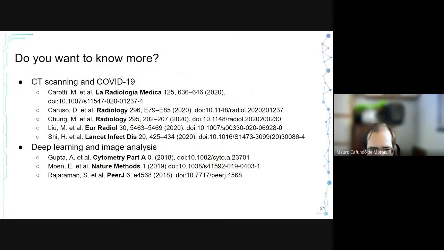Here I provide a small list of papers that I think are interesting if you want to know more about CT scanning and COVID-19, and deep learning and image analysis. Specifically, all these papers do not talk about CT imaging or radiological images. They are more like microscopy images. But I think if you read them, you get a good glimpse of the terms, jargon and vocabulary of the field.